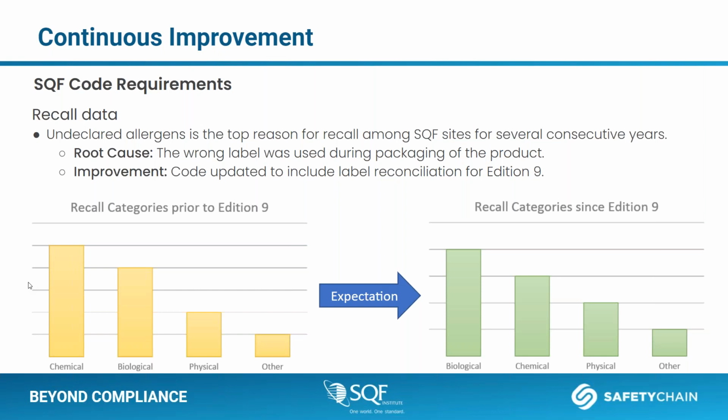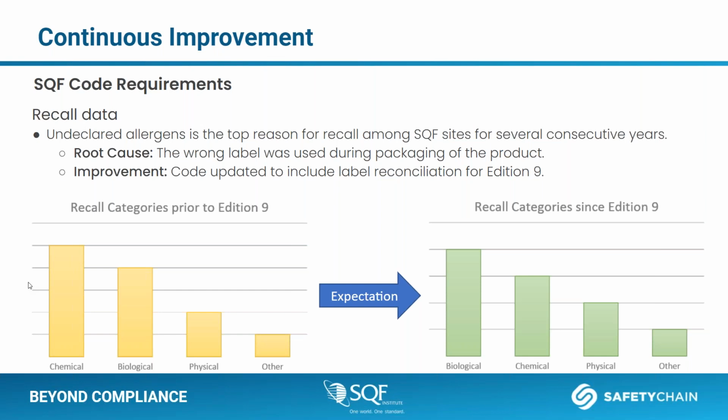So we decided we needed to strengthen our changeover process, and that we needed to implement something that would not necessarily prevent a site from doing it, but would help a site to identify when it occurred so that they could catch it before it left their facility. And reconciliation of labels was the way that we elected to do that. So you can look there.